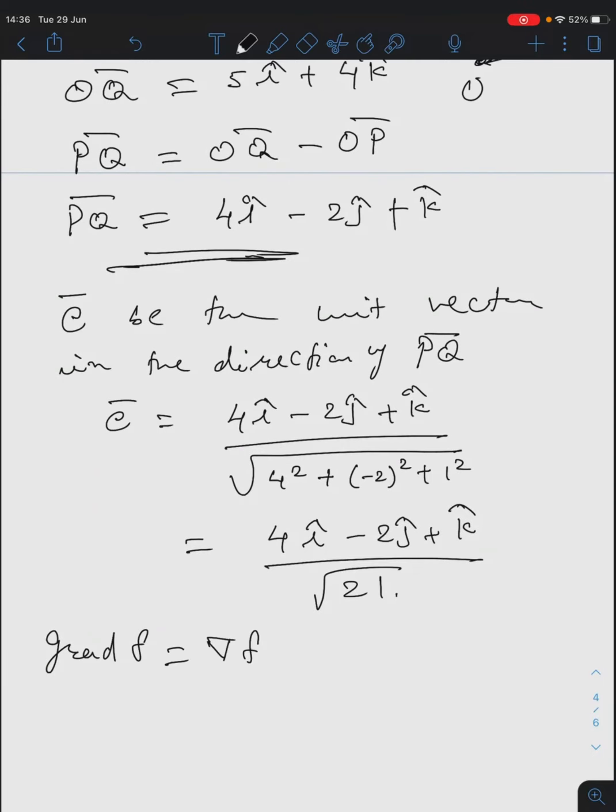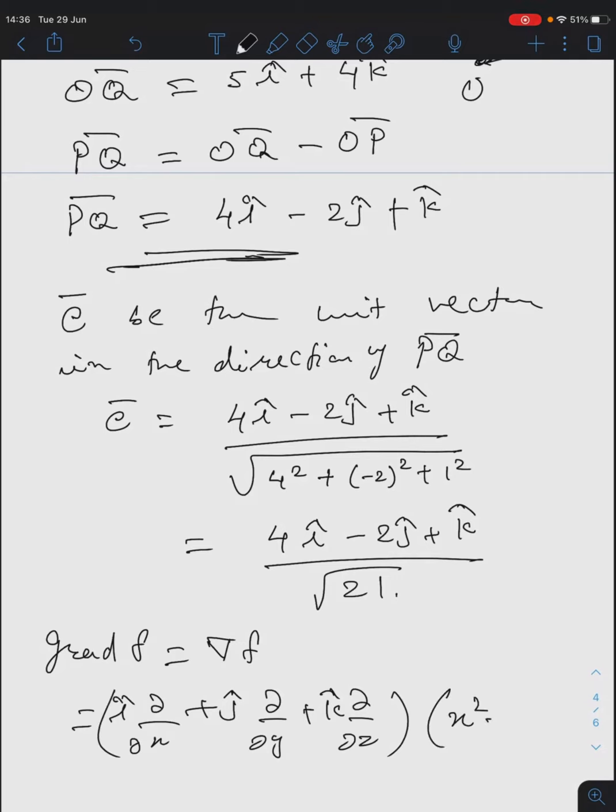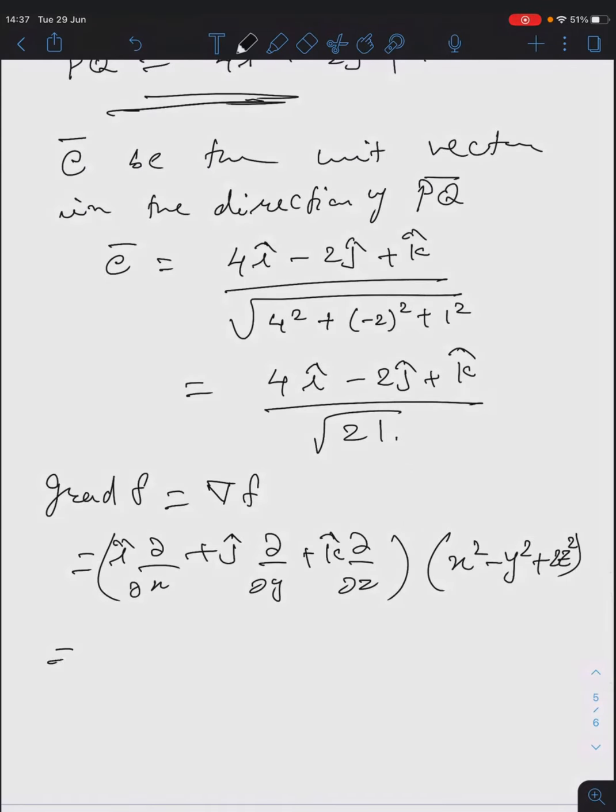Gradient f means del f, that is i dou by dou x plus j dou by dou y plus k dou by dou z. What is f? f is x square minus y square plus 2z square. So this is 2x i minus 2y j plus 4z k. So this is the gradient of f.